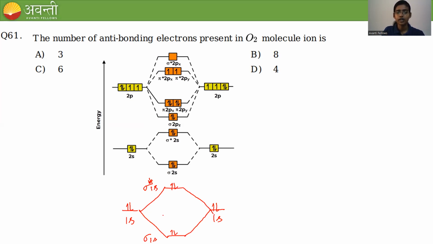Okay, so can you find out? What is the answer here? This is a star orbital which is antibonding. Here it has 2 electrons, and here in sigma star 2s we have 2 electrons, and here pi star 2px1 and pi star 2py1. So totally 2 plus 2 plus 2, 6 electrons we have. So 6 is the answer for this question.